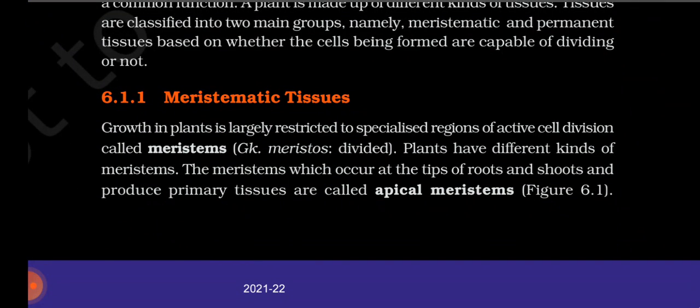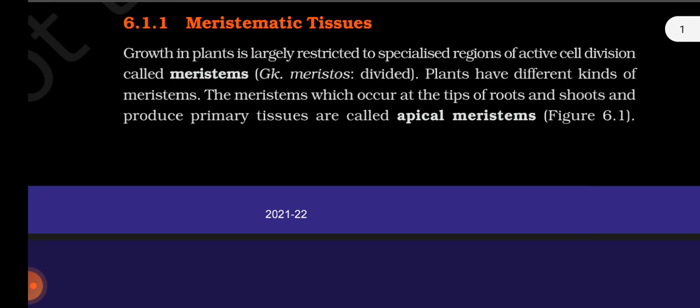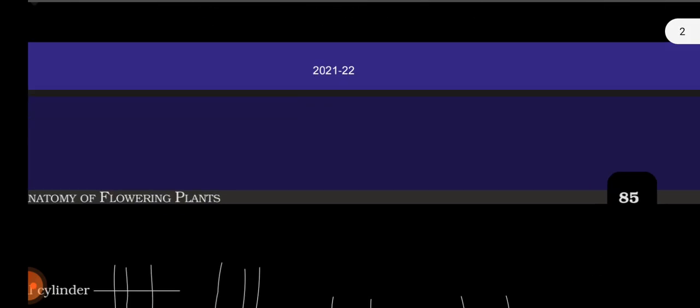Meristematic tissue. Growth in plants is largely restricted to specialized regions of active cell division called meristems. Meristos means divided. Plants have different kinds of meristems. The meristems which occur at the tip of root and shoot and produce primary tissue are called apical meristem.